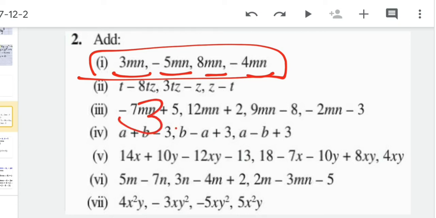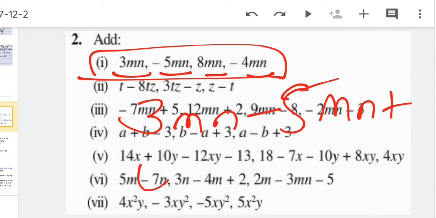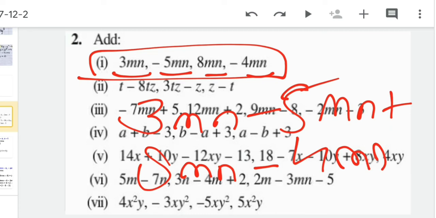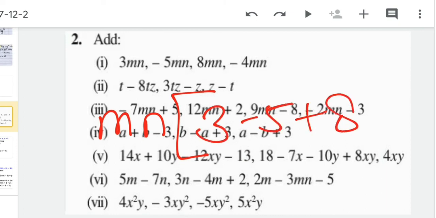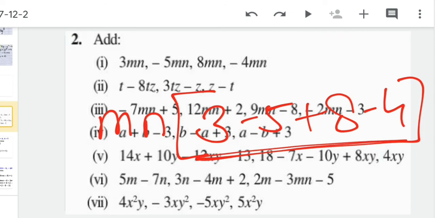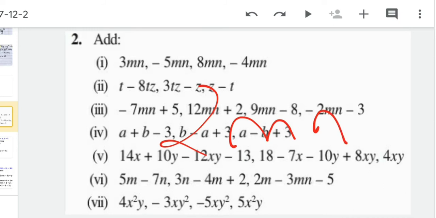How can we do it? 3mn and the others, all of them have the same algebraic factors, so we can solve them. So it will be like negative 5mn, then positive 8mn, then negative 4mn. When we solve them, means when we take mn as common, we have 3 minus 5 plus 8 minus 4. So after solving this, we will have our answer. So the answer will be mn into 2, that is 2mn.